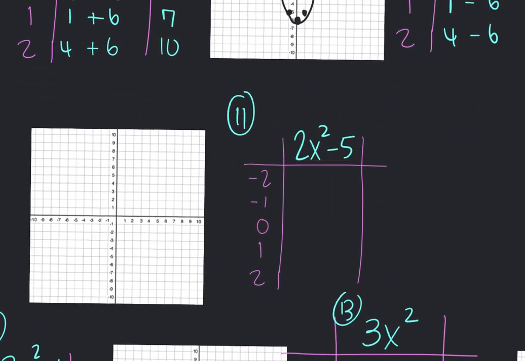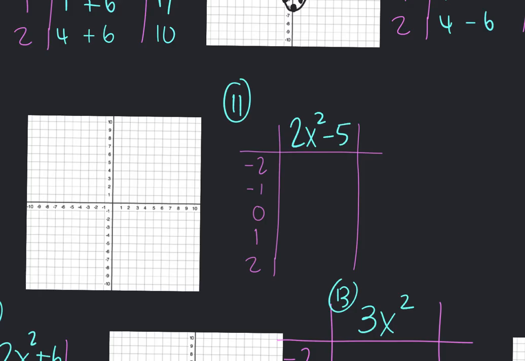Okay, question 11. Starting with 0. 0 times 0 is 0. Times 2 is still 0. 1 times 1 times 2 is 2. Minus 5. 2 times 2 is 4. Times 2 is 8. Minus 5. These match and these match. So these guys are positive 3s.